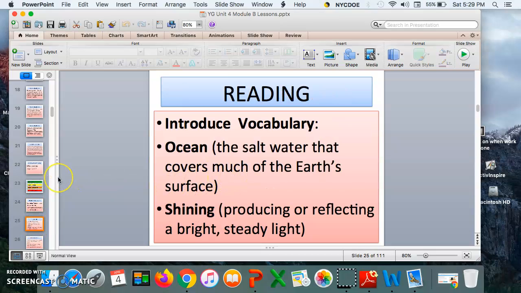Our vocabulary words for today are ocean and shining. Ocean: the salt water that covers much of the Earth's surface. Shining: producing or reflecting a bright, steady light.